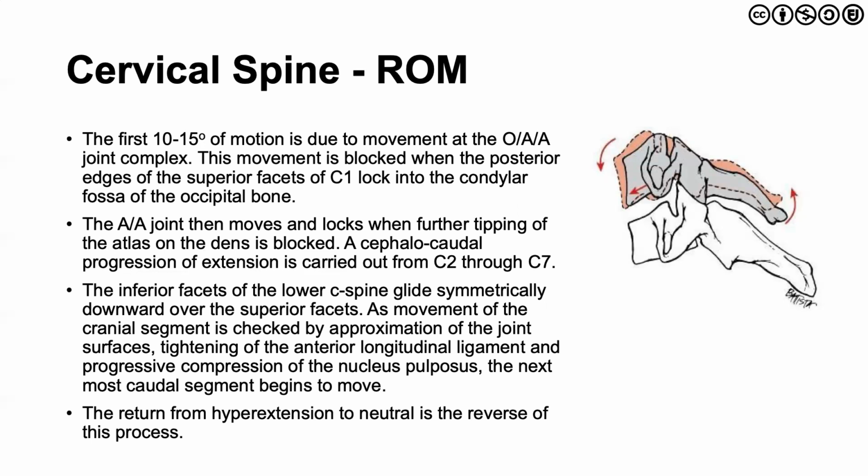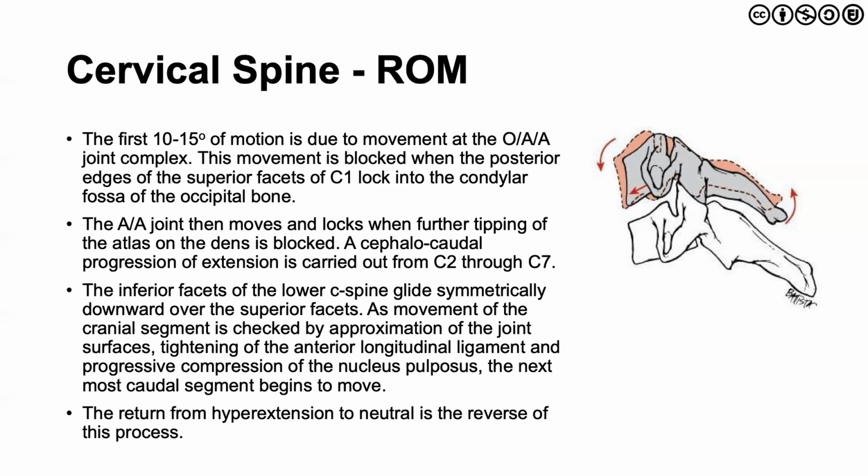We'll pause on that for the moment and look at it through more of a typical pattern of movement. The first 10 to 15 degrees of motion is due to the movement at the OAA joint complex. So that would be C0-1 and 1-2. That movement is blocked when the posterior edges of the facets of C1 kind of lock into that condylar fossa. Then the AA joint, that being 1-2, begins to move, and it's kind of a cephalocaudal, so top-down progression from C2 to C7, though the exact extent and exact range of motion and degrees of motion that's occurring at each level are open to debate.